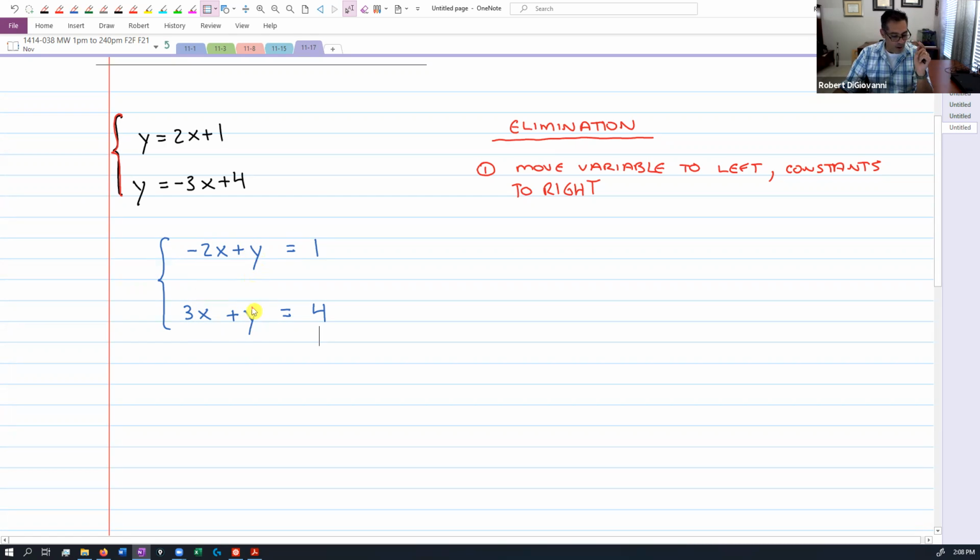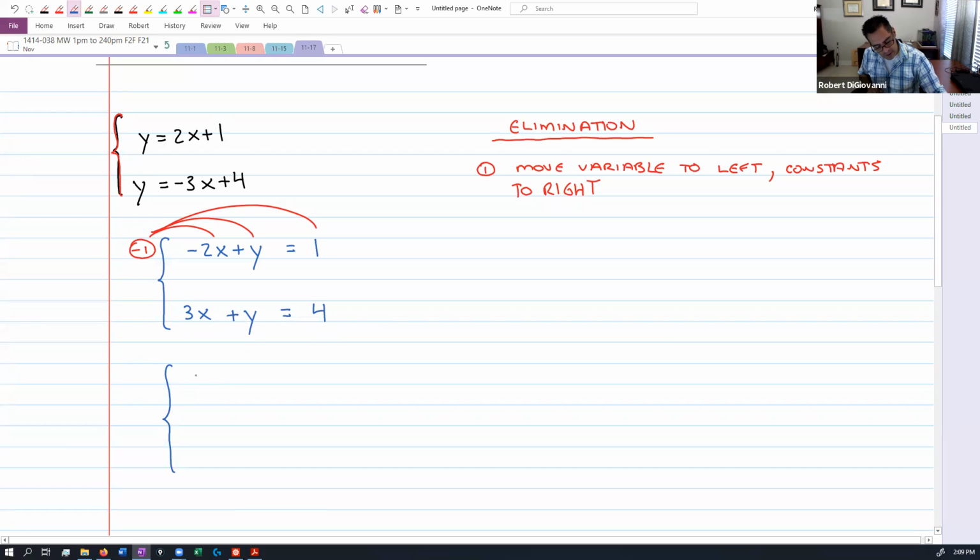I realized the y's would go away if one of these was negative. If one of these was a negative y, then if I added them together, the y's would go away. So I'm going to make one of them negative by taking the first equation and multiplying it by -1. If you have an equation, you can always multiply both sides by any number you want. If I multiply the entire equation by -1, both sides, it's the same equation. I'm just changing what it looks like.